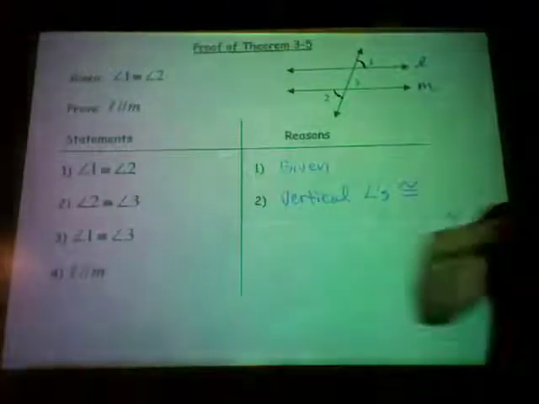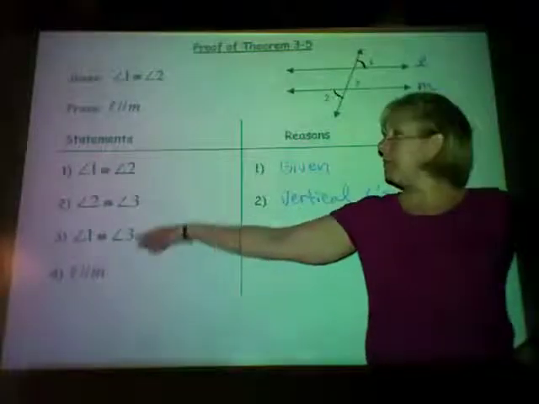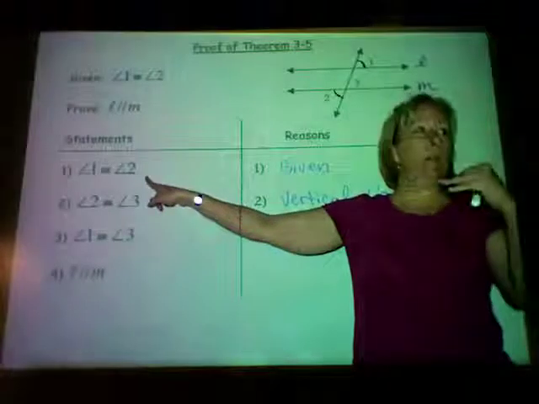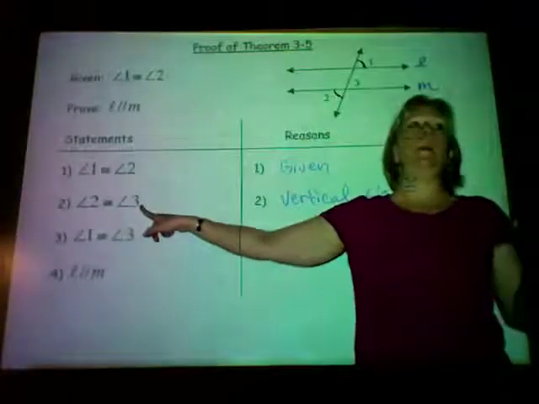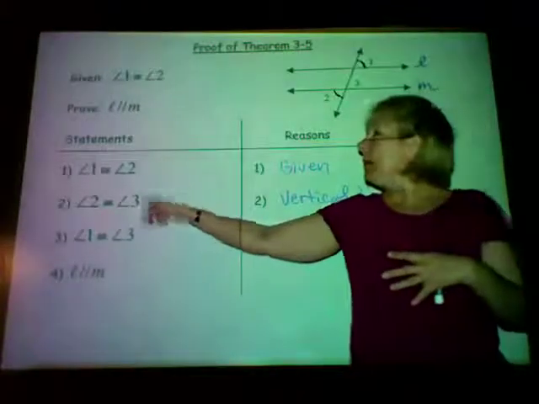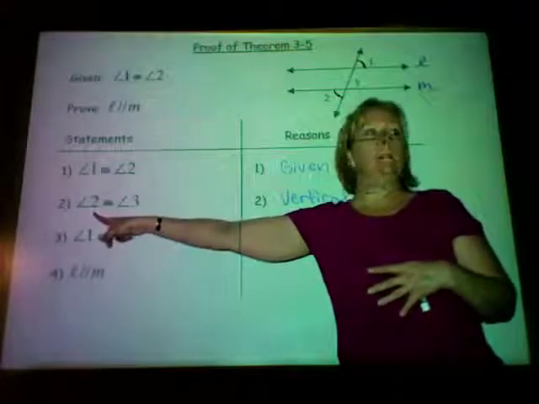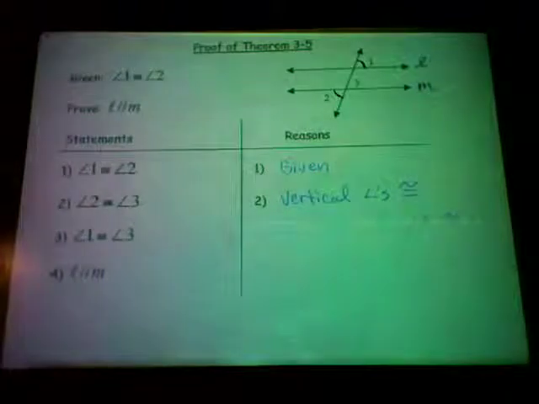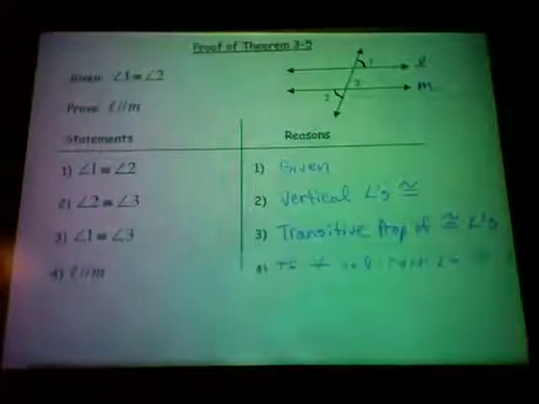The reason why we know that 1 is congruent to 3 is because of the transitive property here. If these two are congruent because they were given, and these two are congruent because they're vertical angles, they're both equal to the same thing, right? Shouldn't they be equal to each other? By the transitive property of congruent angles.